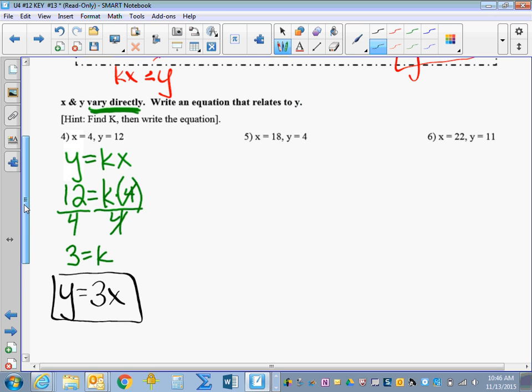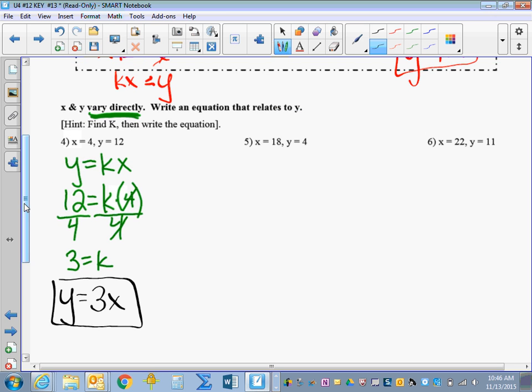Since they asked for the equation, the equation that relates to y, I want my final answer to be the equation. I wasn't just solving for k, I need the equation, but I had to solve for k to find my equation. I think you should put y equals 3x, because it said write an equation that relates to y. So I need an equation with y equals. I needed to find k before I could write my equation, but I need to do more than just solve for k.